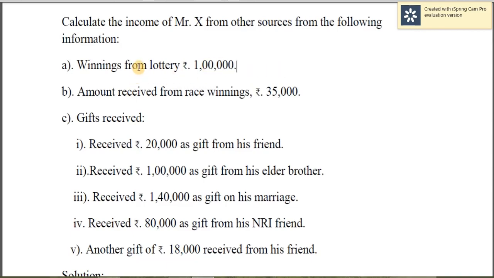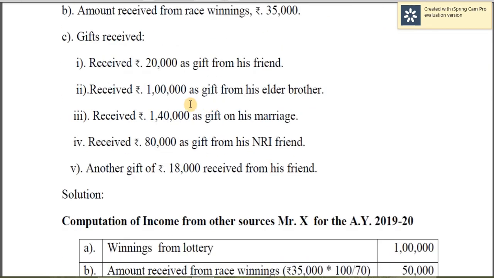If it is given as received from lottery, then whatever amount is given, that is after TDS, and that should be grossed up. But here it is the gross amount. The amount received, here 35,000, is received after a TDS of 30%, so it should be grossed up. Gift received exceeding 50,000 is fully taxable. So here a gift of 20,000, and similarly a gift from his NRI friend of 18,000.